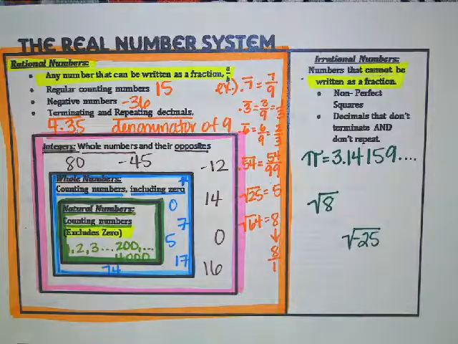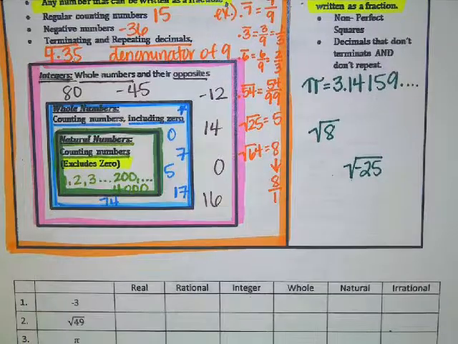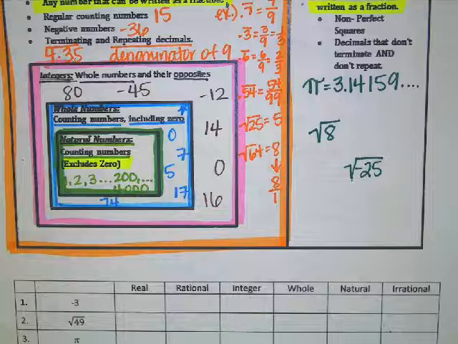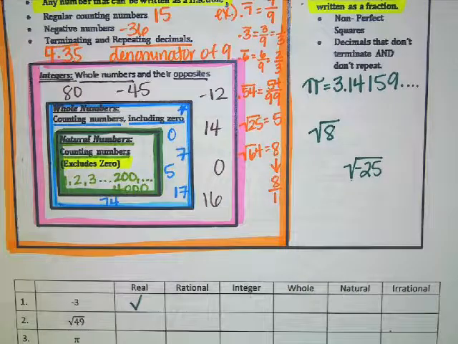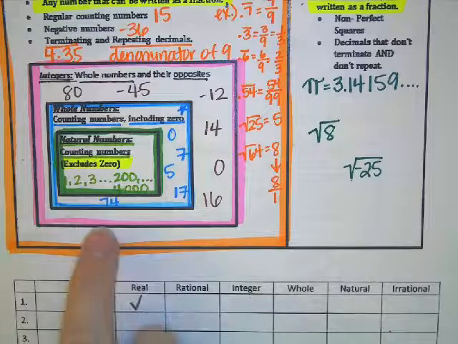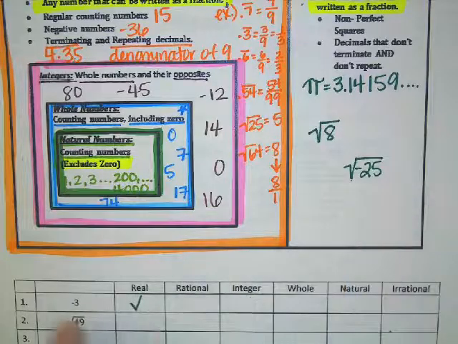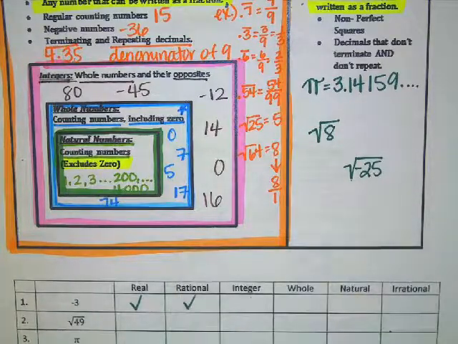Now, taking this knowledge that we have, let's figure out how the number negative 3 would be categorized. Looking at the number negative 3 in this chart, is negative 3 a real number? Well, that is yes, so put a check there. Would negative 3 fall under a rational number or an irrational number? Well, since I can make negative 3 into a fraction, it is rational.